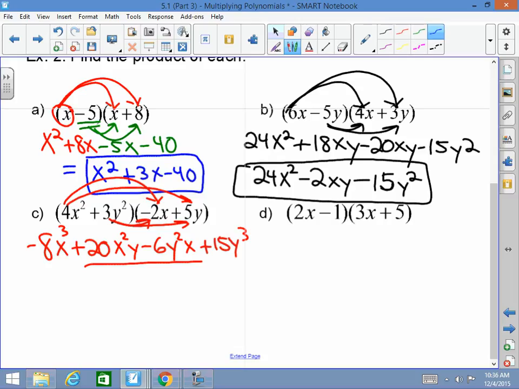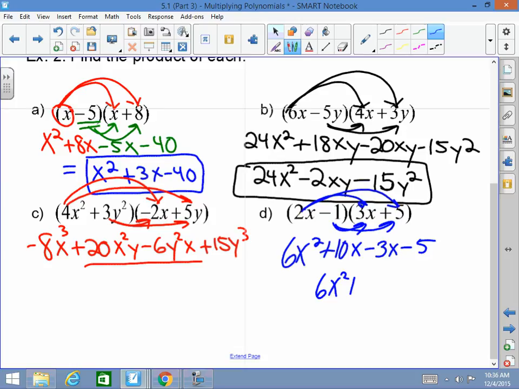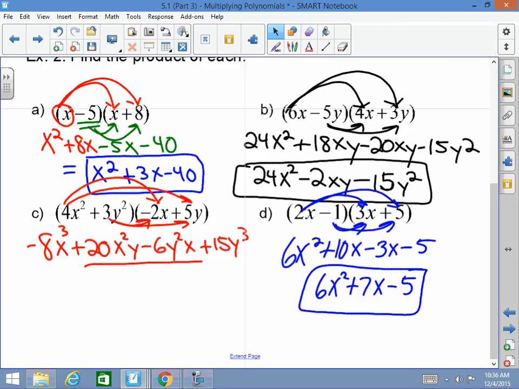Last but not least, 2x times 3x, 6x squared. 2x times 5, 10x. Negative 1 times 3x, it's negative 3x. Negative 1 times 5, it's negative 5. 6x squared plus 7x minus 5 after I add like terms, and ding dong, the witch is gone.